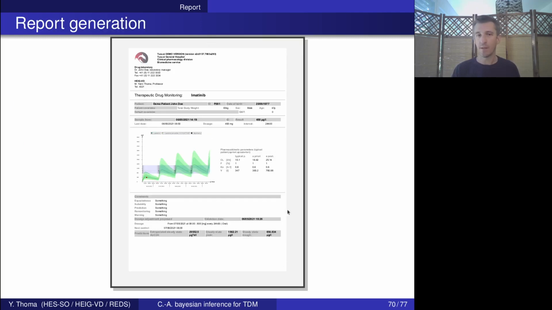That's a PDF that can be exported with some data, and a PDF that can be specialized for a specific institution in case. So that's it for exactly what has to be done by a pharmacologist.